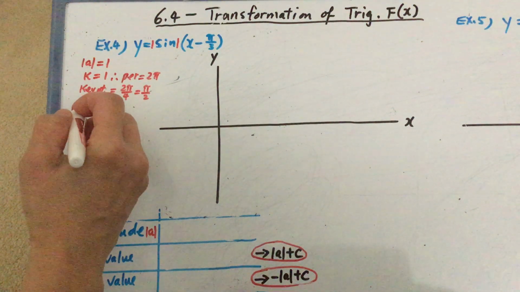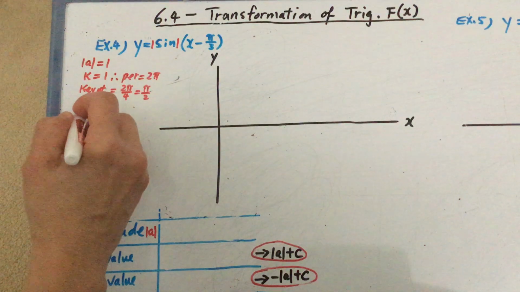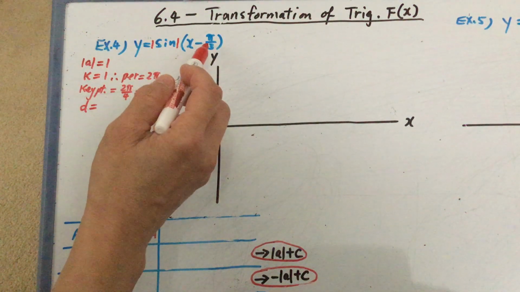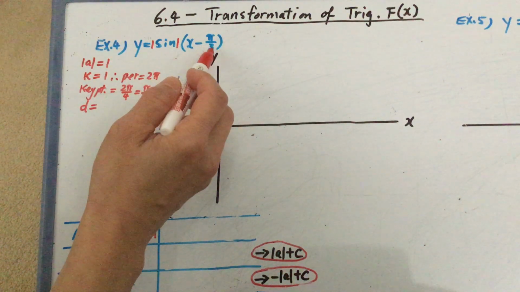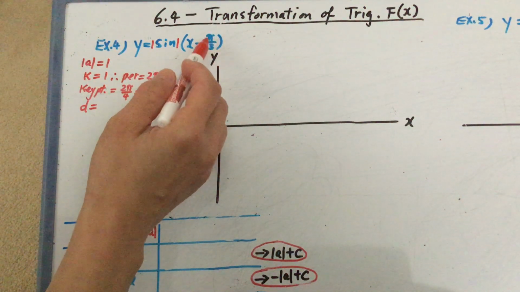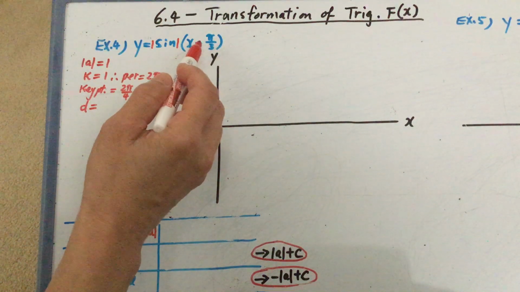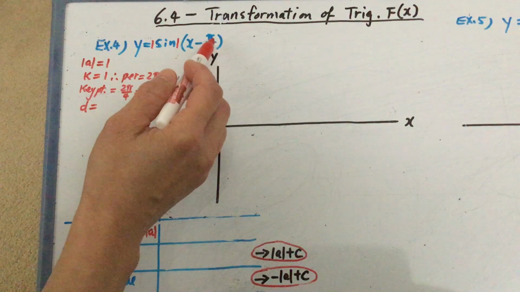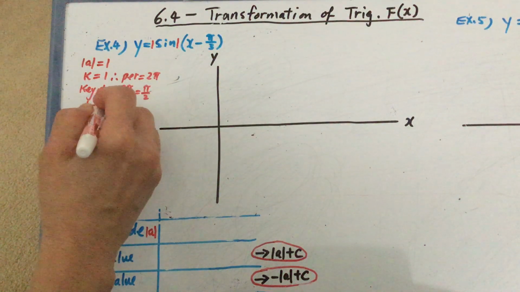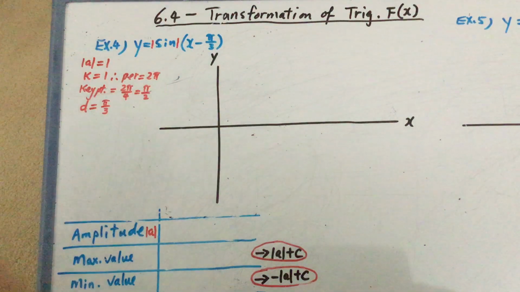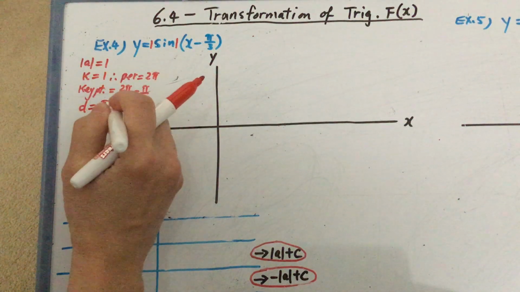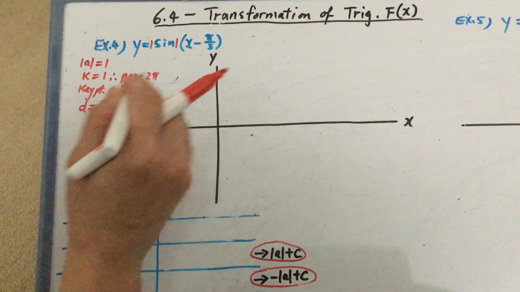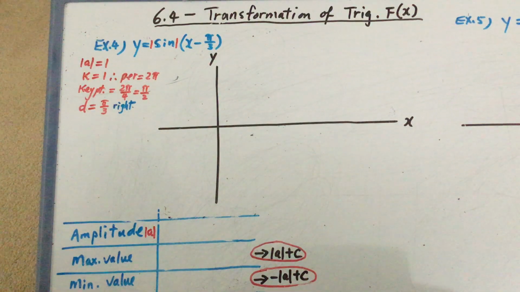So right now I have the key points, and now I'm going to talk about the phase shift. The phase shift D is going to be equal to positive pi over 3, because if the phase shift is negative, then you will see a plus sign in front. But because you see a negative sign in front of pi over 3, that means the phase shift, the D, is a positive pi over 3. But you also must indicate the direction. So this is pi over 3 to the right, because this is positive.